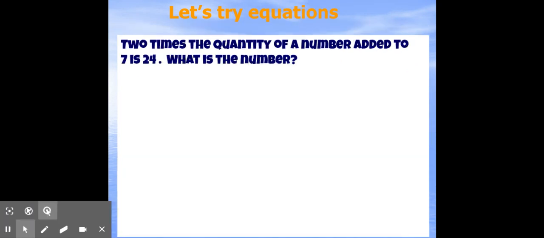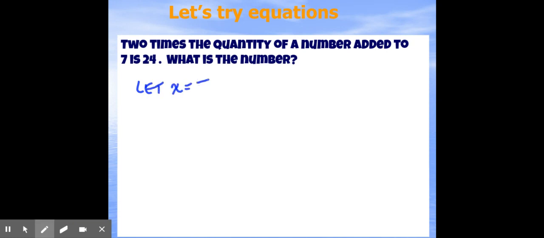Okay, our last one. And I show this last one because it has a phrase in there that is probably a little unique and maybe may not be familiar to some of you. So I'm going to read it to you together, and then we'll work on solving this thing. 2 times the quantity of a number added to 7 is 24. What is the number? If at any time it seems like a mouthful, I'll just go back and reread it to myself. And I'm going to do that in just a second, but I'm first going to not forget my let statement. Let x equal the number.